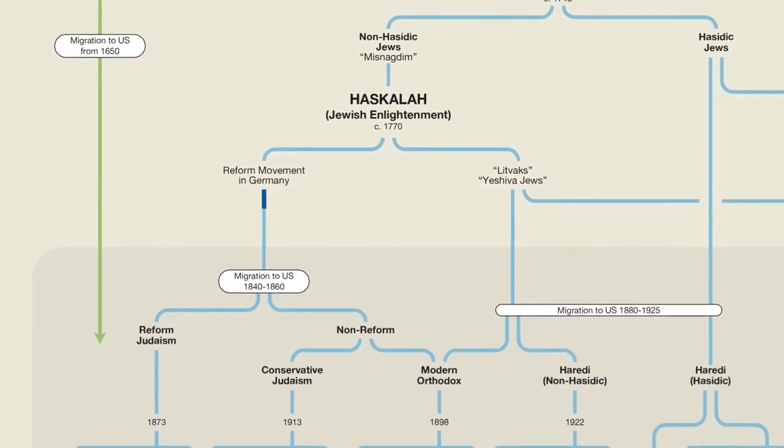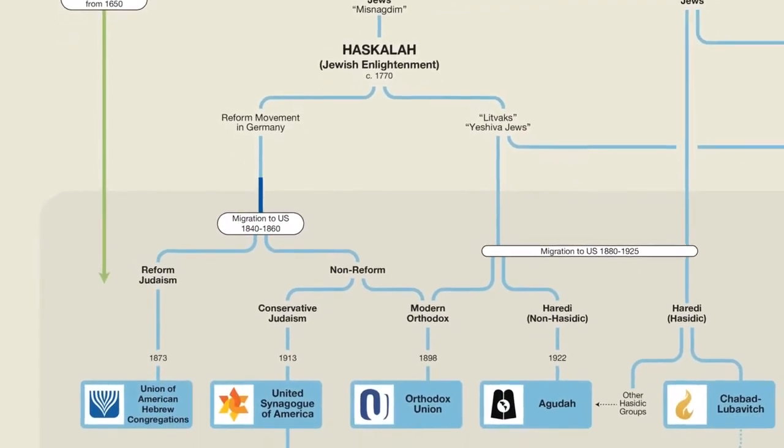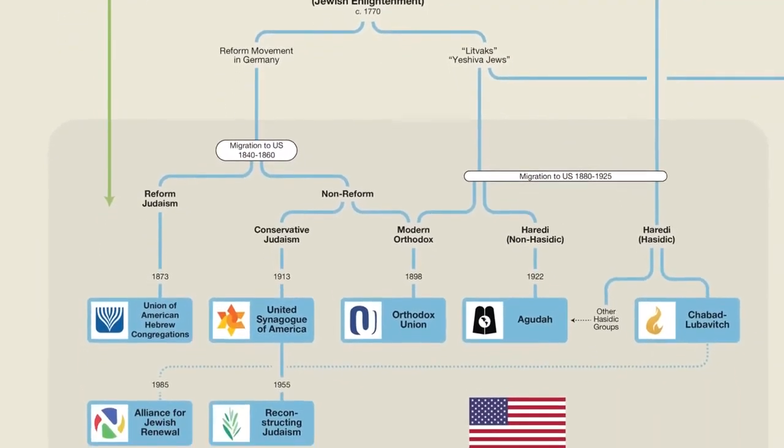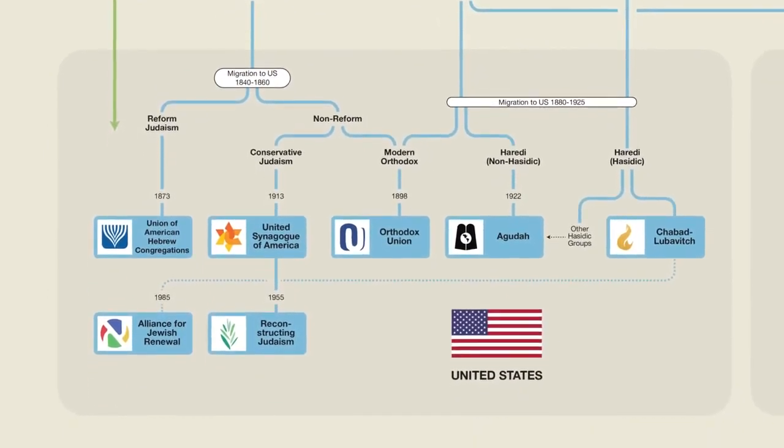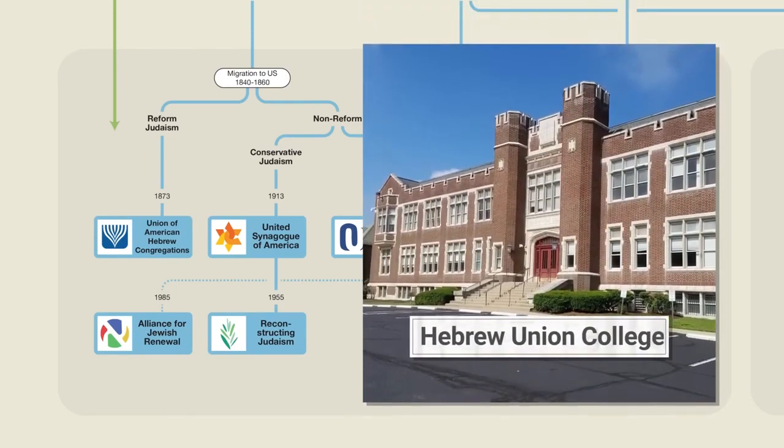So let's start with the migration of German Jews to the US between 1840 and 1860. Prior to this point, most Jews in America had actually been Sephardic. But pretty soon, most Jewish congregations were not only Ashkenazi, but they were also leaning towards reform. So in 1873, the Union of American Hebrew Congregations was established in order to serve as the main organization for American Jews. This was followed by the founding of Hebrew Union College in 1875 as the main rabbinical school.